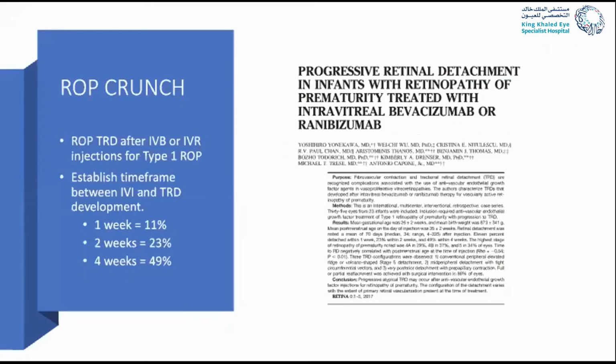Another multinational group pooled together patients that had received intravitreal bevacizumab or intravitreal ranibizumab for type 1 ROP and that had eventually developed TRD. Their main goal was to establish a time frame between the moment of the intravitreal injection and the development of a TRD. They found that about 11% of the patients would develop a TRD within a week of the injection, 23% would develop a TRD within 2 weeks, and around 50% of the patients would develop TRD within a month of the injection.